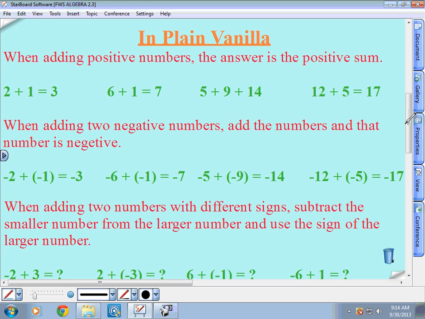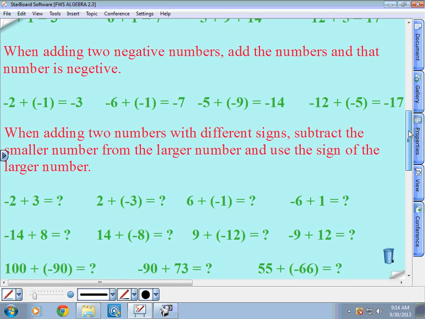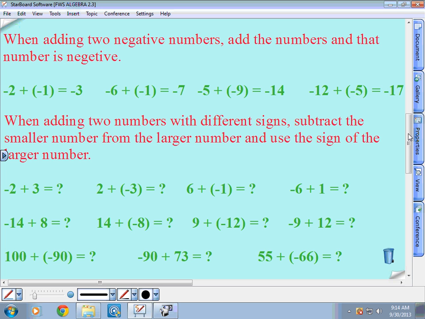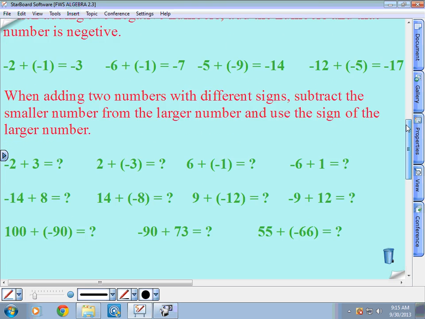When you're adding two negative numbers, you're going to add the numbers together and use the negative sign. Okay? 2 plus 1 is 3, negative 3. 6 plus 1 is 7, negative 7. 5 plus 9 is 14, negative 14. Negative 12 plus negative 5 is 12 plus 5 is 17, and use the negative sign. Okay? Again, I think adding the negative numbers together aren't going to be too much of a trouble for you either. So let's practice the other ones.